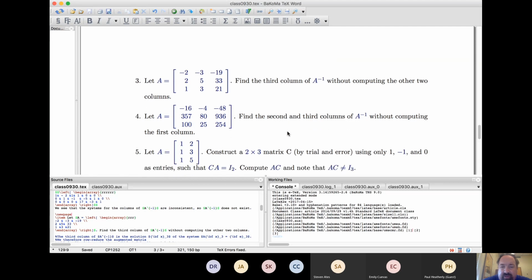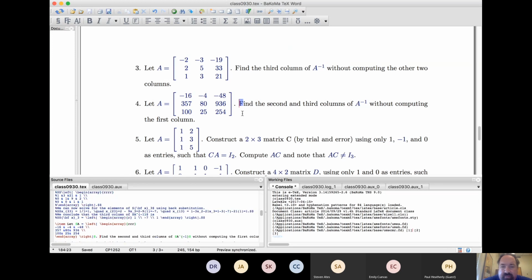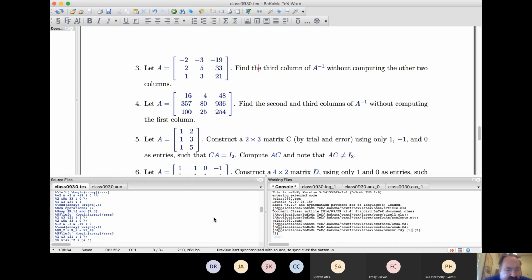Actually, since what's asked for in this problem is a proper subset of what's asked for in this problem, I'm just going to do this problem. But when I post these notes, I will have this one written out. Okay.